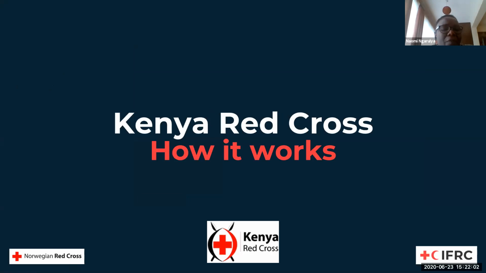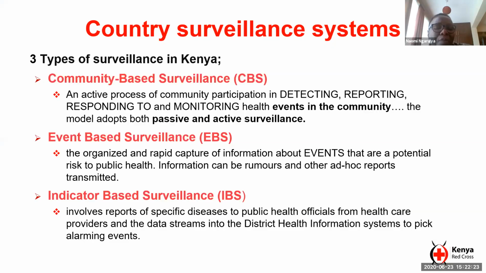Okay, good afternoon, everyone. Kenya Red Cross is also supporting the community-based surveillance system, working closely with the national government of Kenya. The Kenya Red Cross heavily relies on the functional systems of the Kenyan government, which we call the community health strategy, and our starting point was from that. So in Kenya, we basically have three types of surveillance. The new one is the community-based surveillance, which the national society is trying to encourage the government to adopt.